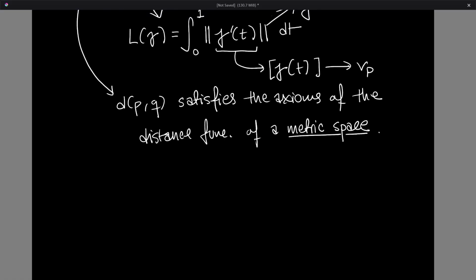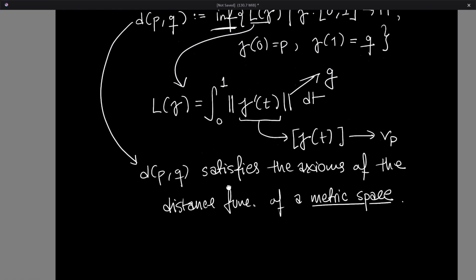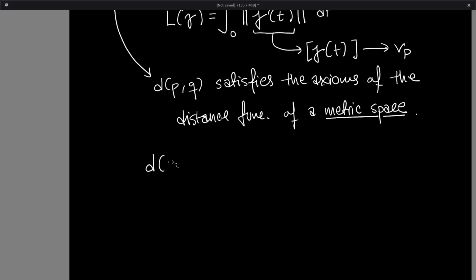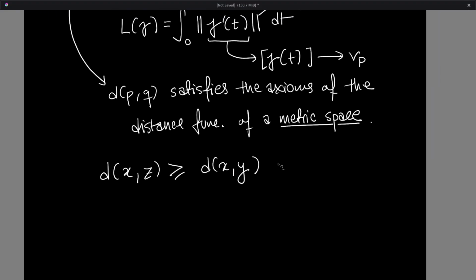So you can verify. The main thing that you have to verify is that d of x z is less than or equal to d of x y plus d of y z. This is called the triangle inequality.